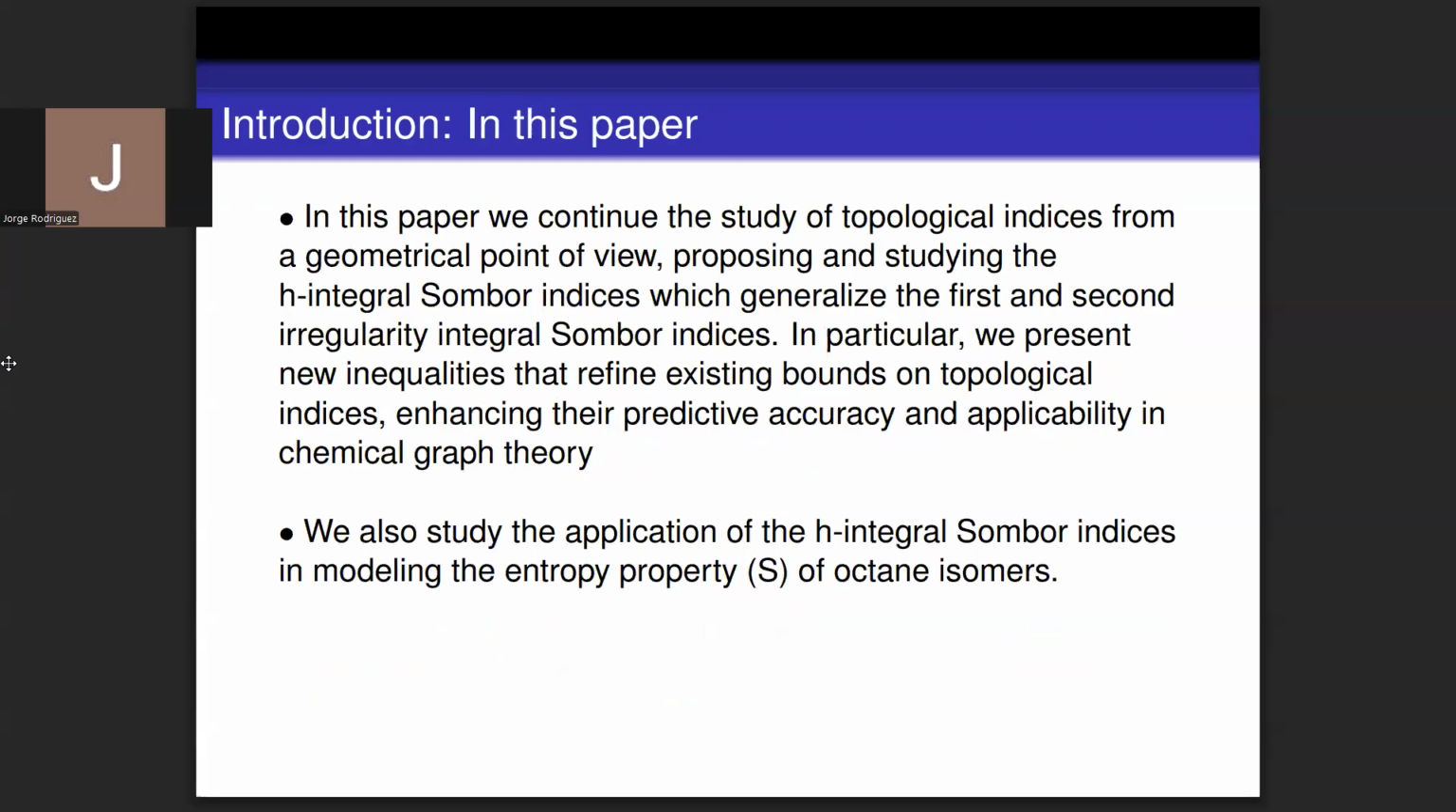So in this paper, basically we continue the study of topological indices from a geometrical point of view. We propose and study the H-integral Sombor indices. We generalize the first and second irregularity Sombor indices that we presented in a different paper, but I'm going to be reminding a bit in this presentation. And in particular, we present new inequalities that refine the existing bounds on topological indices, enhancing their predictive accuracy and applicability in chemical graph theory. We also study the application of H-integral Sombor indices in modeling the entropy property of octane isomers.